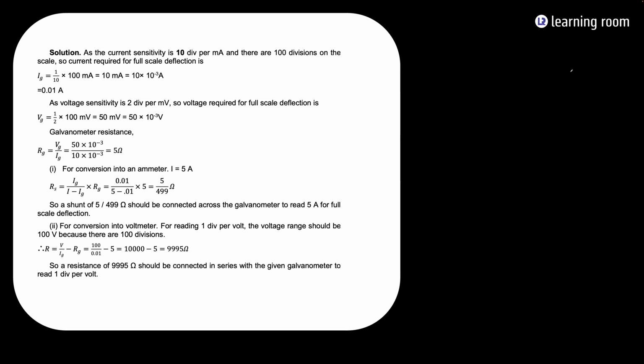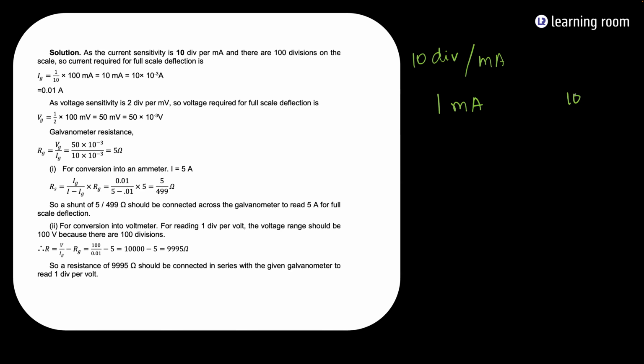Correct? So has the full scale deflection current been given? They haven't. But what have they given? They've given the proportion accordingly. What proportion have they given? 10 divisions per milliampere. Correct? So what is the meaning of 10 divisions per milliampere? If I pass 1 milliampere of current, there is a deflection for 10 divisions.